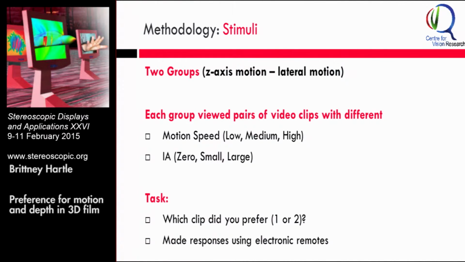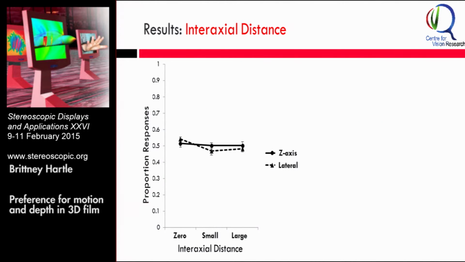So first, what I'll show you is our effect of interaxial distance. So here, what you're seeing is along the y-axis, we had the proportion of responses. This is the number of times each observer chose a particular video clip over the total number of times that was presented for a testing session. So the greater this number, the greater the preference for that particular condition. And of course, this was averaged across all our observers. And here I have our 3 levels of interaxial distance along the x-axis.